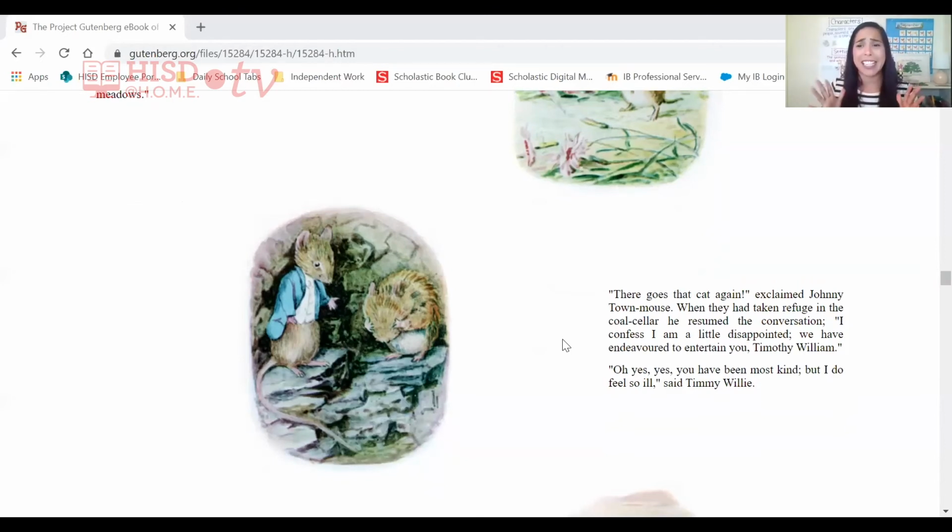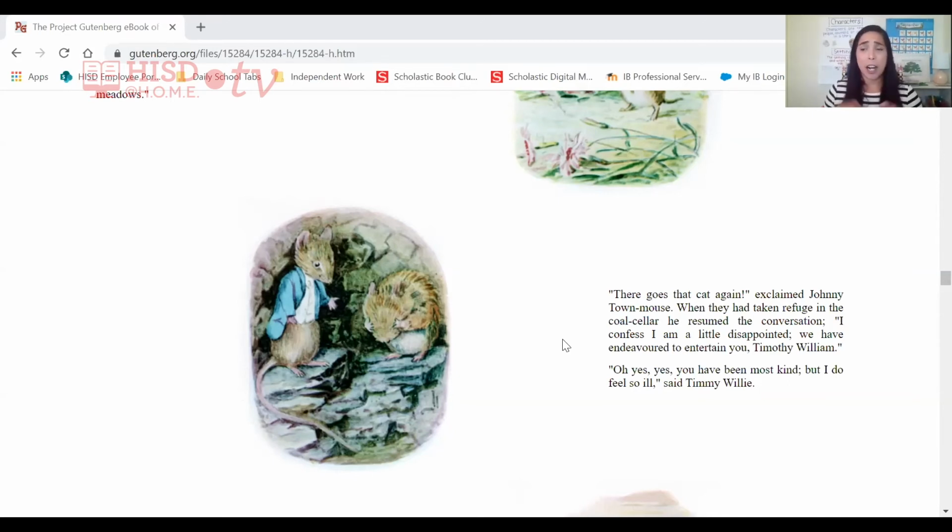There goes that cat again, exclaimed Johnny Mouse. When they had taken refuge in the coal cellar, he resumed the conversation. I confess, I'm a little disappointed. We have endeavored to entertain you, William. Oh, yes, you have been most kind, but I do feel so ill, said Timmy Willy.